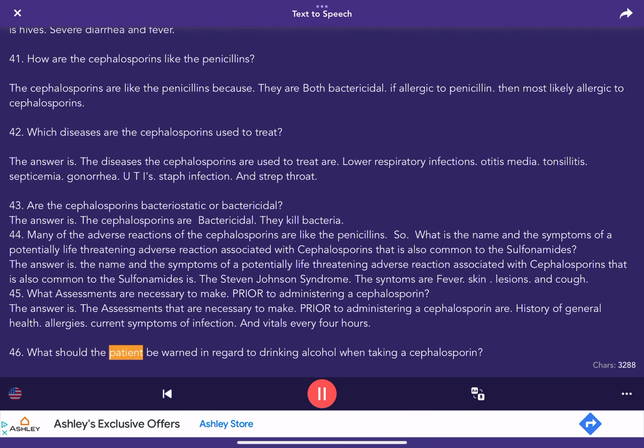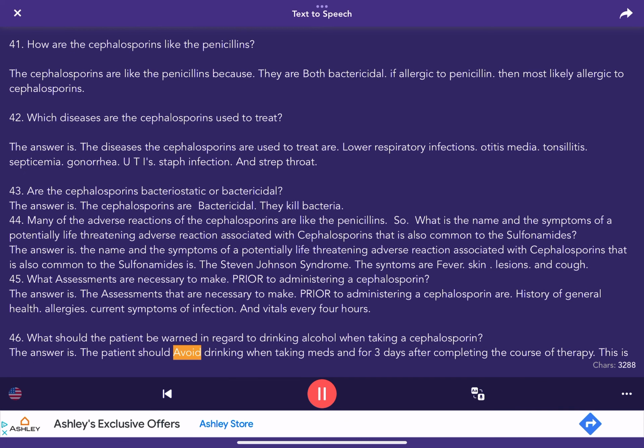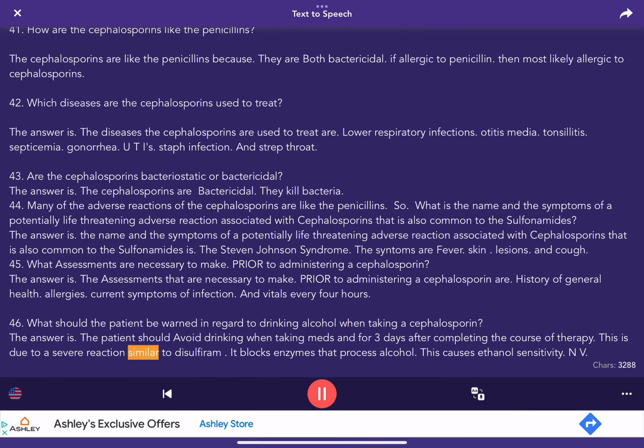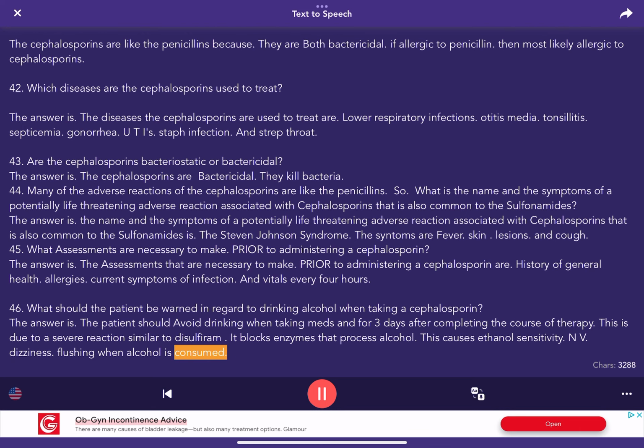46. What should the patient be warned in regard to drinking alcohol when taking a cephalosporin? The answer is, the patient should avoid drinking when taking meds and for 3 days after completing the course of therapy. This is due to a severe reaction similar to disulfiram. It blocks enzymes that process alcohol. This causes ethanol sensitivity, NV, dizziness, flushing when alcohol is consumed.